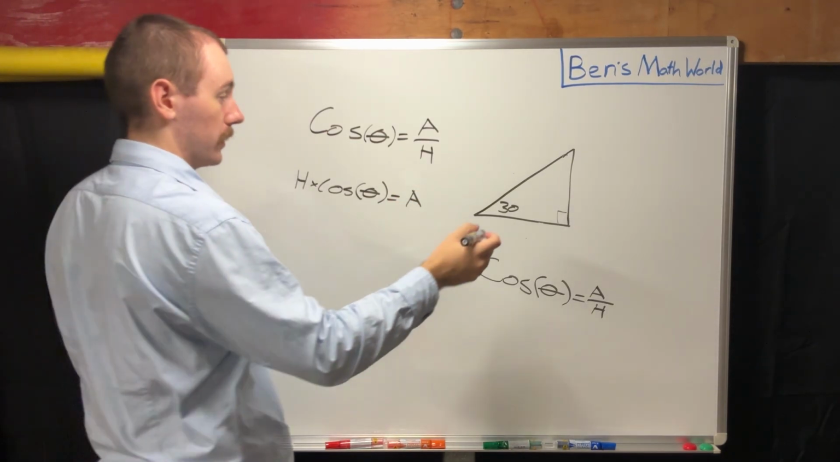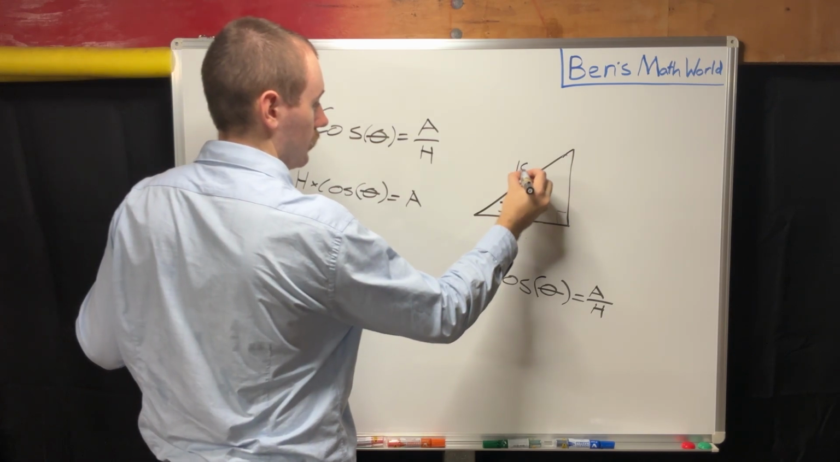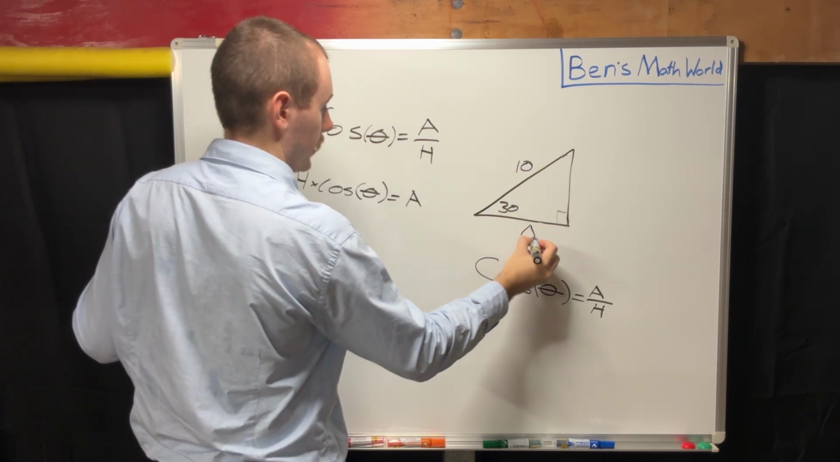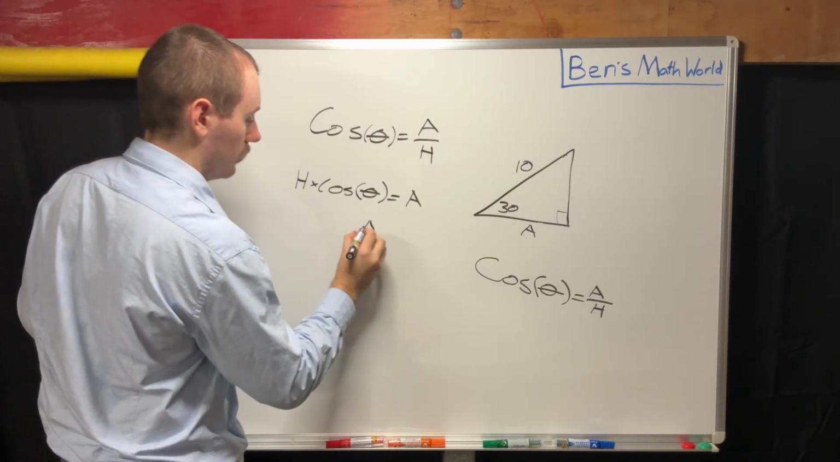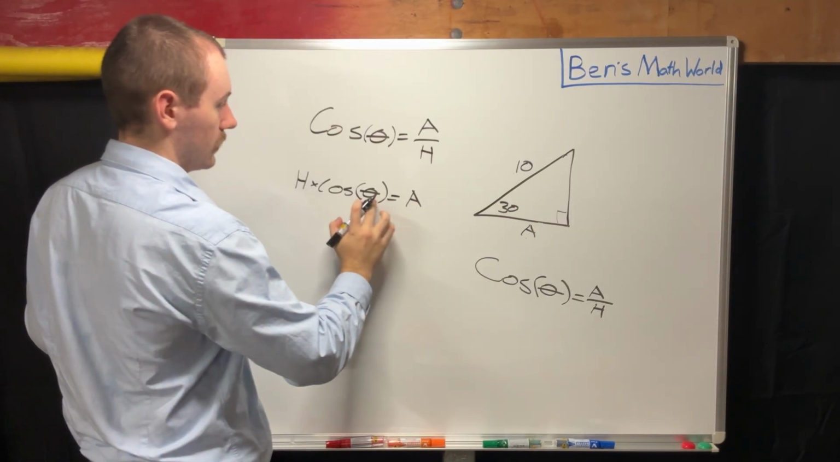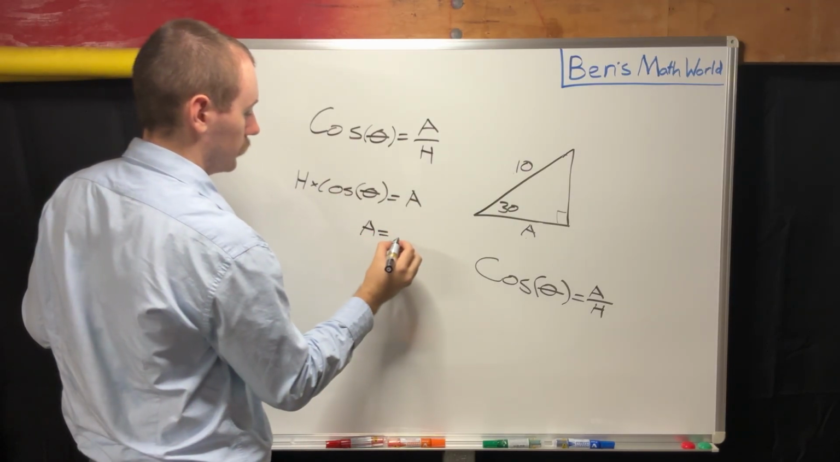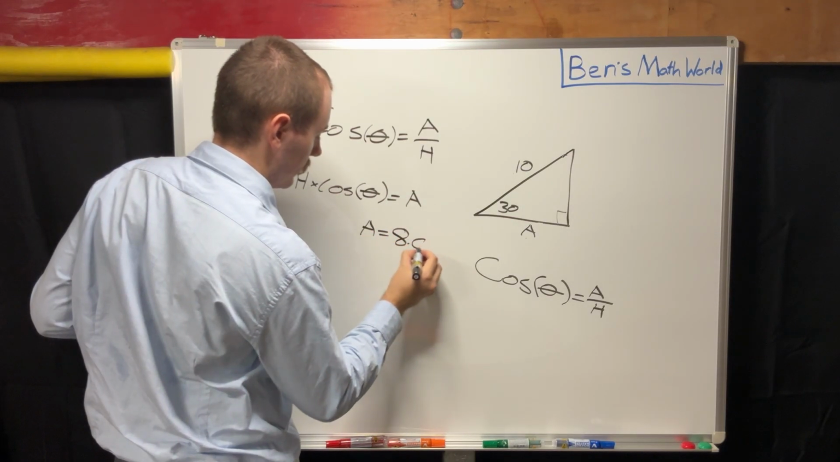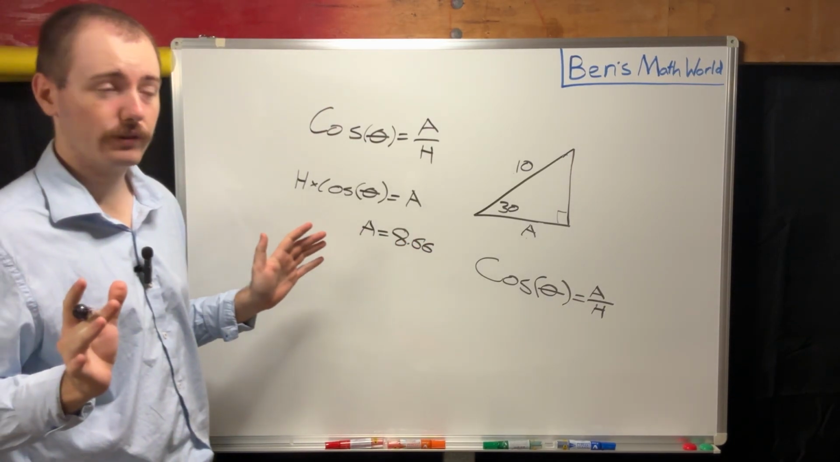Now in this question, we're going to have a hypotenuse of 10. And obviously our adjacent, we don't know. That's what we're trying to work out. And we plug it in. So we'll be putting the 30 into here and the 10 into here. And we get that a is equal to 8.66. And now that's it for cos. That's all you really need to know.